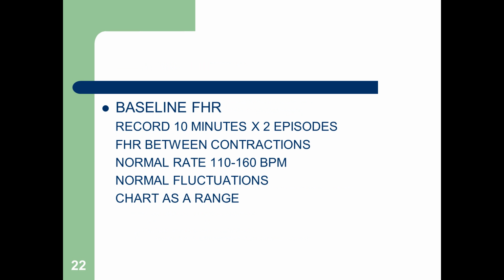Certainly you're going to establish a baseline fetal heart rate. So you're going to record for 10 minutes times 2 episodes, fetal heart rates in between contractions. Okay, so we're going to hook them up to the monitor. We're going to run a strip for at least 10 minutes. And certainly, if they're having contractions, we want to go through at least several contractions so that we can get an idea of what the heart rate is in a resting state, so in between contractions, okay? Normal rate is 110 to 160 with some normal fluctuations. Now, when the baby moves around or there's a contraction, we're going to expect a response, and that response is going to be manifested in the fetal heart rate, okay?